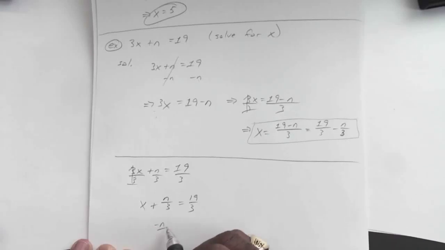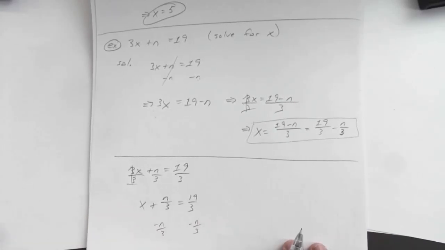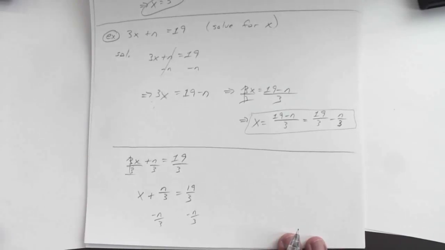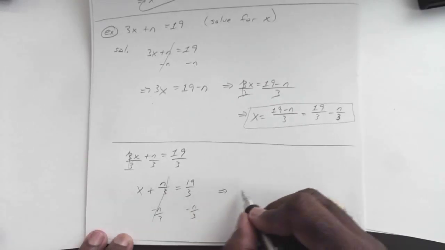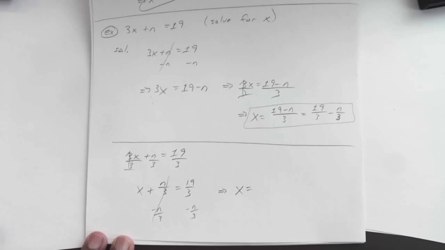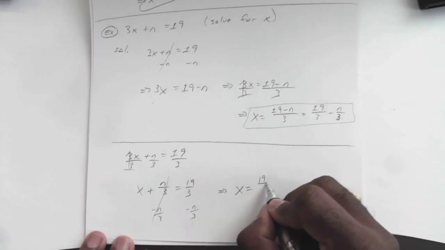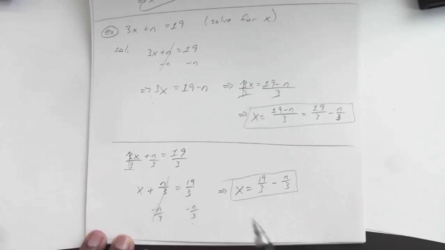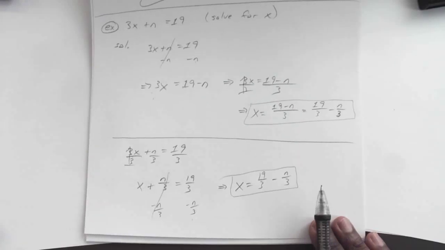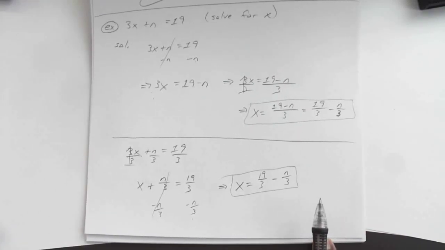Yeah, I was thinking because I didn't know you gotta divide the n by the 3 too. What you do on one side, you do on the other side. Yep, you do. You have to do it to everything. Yep, the whole thing. All right, so if we subtract n over 3, we have x equals 19 over 3 minus n over 3. Okay, so it works out either way. All right, any other questions on this one?